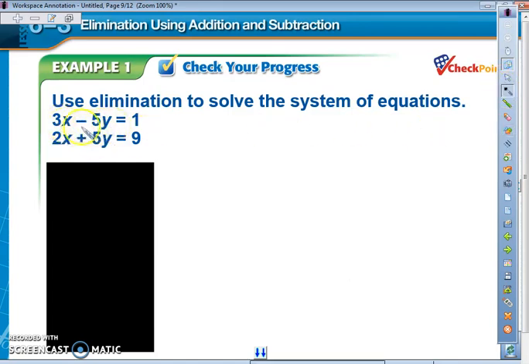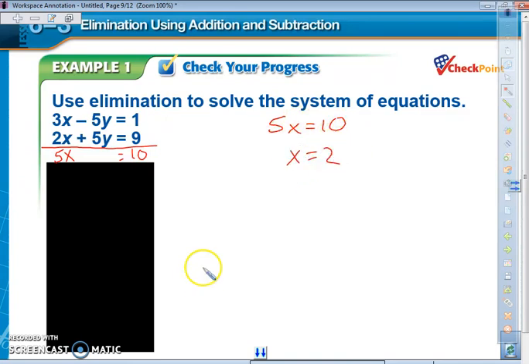If I look right here, the easiest ones to eliminate look to be, let me change the pen color here, look to be the 5y's. All right, we've got a negative 5y, we've got a positive 5y. Those are opposites, so it's just going to equal 0 right there. Well, 3x plus 2x is 5x equals 10. So I've got 5x equals 10. If I divide both sides by 5, x equals 2.